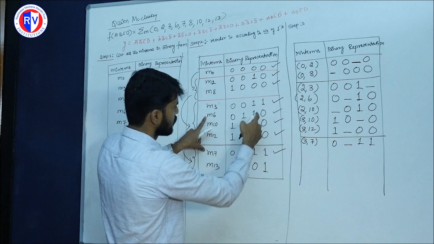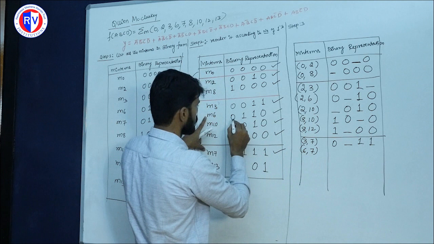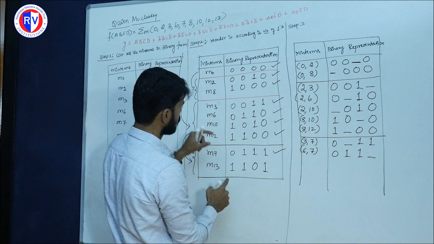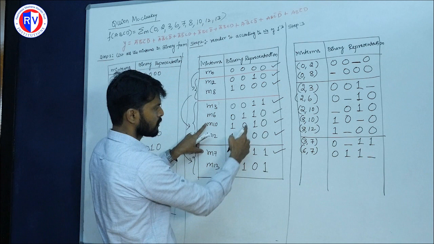Yes, there is a 1 bit change. 6 comma 7: 0 1 1 dash, 0 1 1 dash. Then 6 and 13: more than 1 bit change is there, not possible. Next, 10 and 7: is it possible? 1 bit change is there, 2 bit change is not possible.